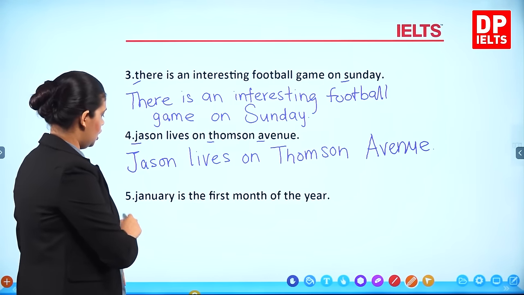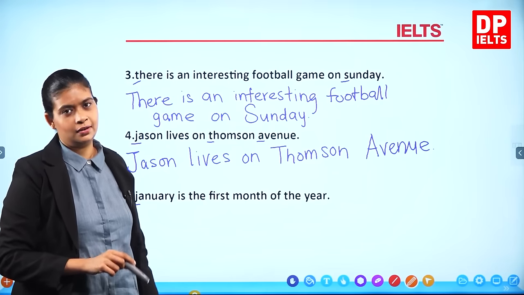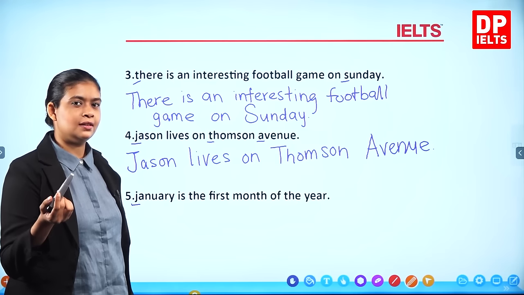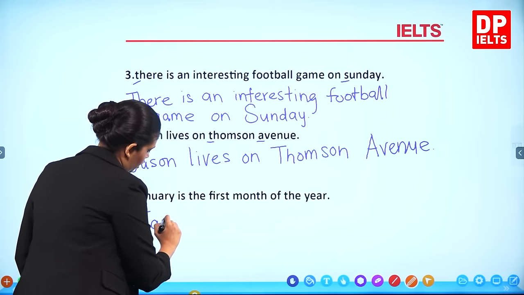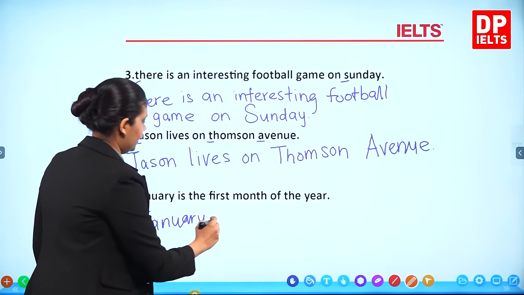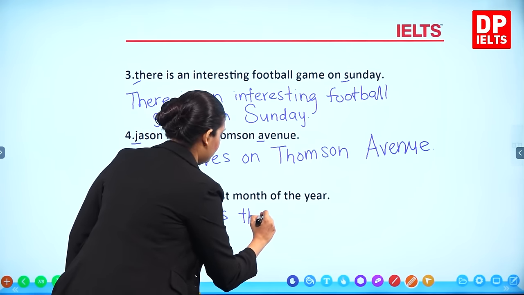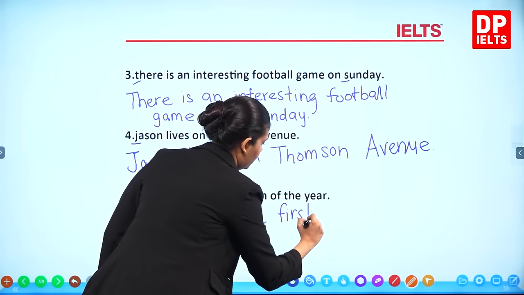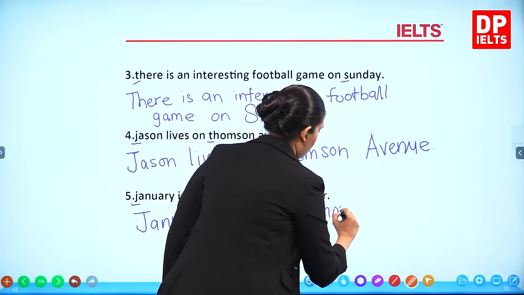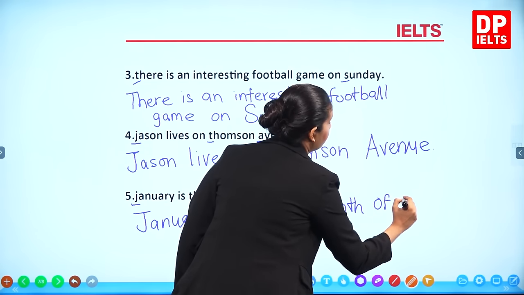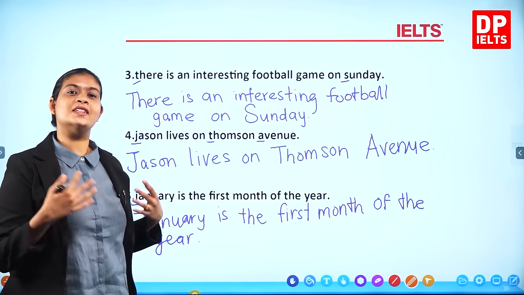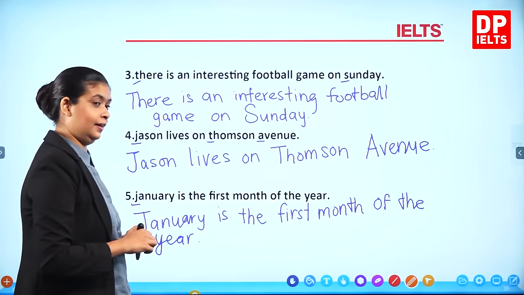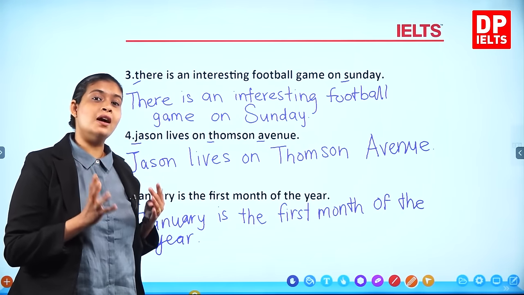Right? The last one, January is the first month of the year. ජනවාරි කියන්නේ අවුරුද්දේ පළවෙනි මාසය. එතකොට ජනවාරි කියන එක J akura capital venn one. So we are going to write January is the first month of the year. Right? So J is capital because it is the name of the month. J එක capital කරලා තියෙන්නේ මොකද ඒක මාසෙක නමක් හින්දා.